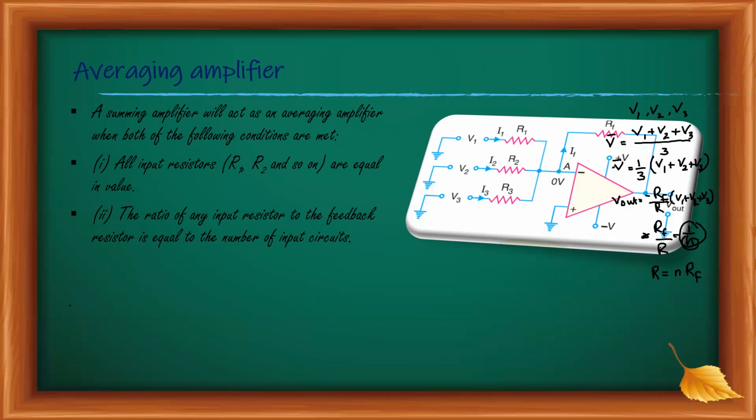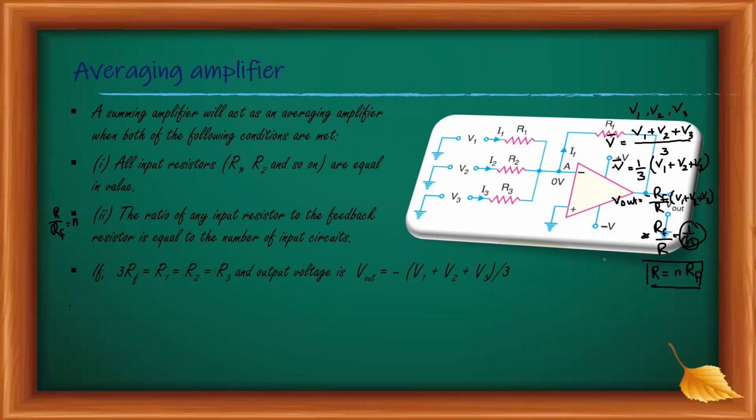That is, the condition is RF by R must be equal to 1 by n, or R divided by RF. From here, this condition says that R divided by RF, the ratio of any input resistor to the feedback resistor, is equal to what? Equal to the number of inputs. Okay, if the condition is satisfied, R by RF is equal to n, or R is equal to n RF, then a summing amplifier will operate as an averaging amplifier.